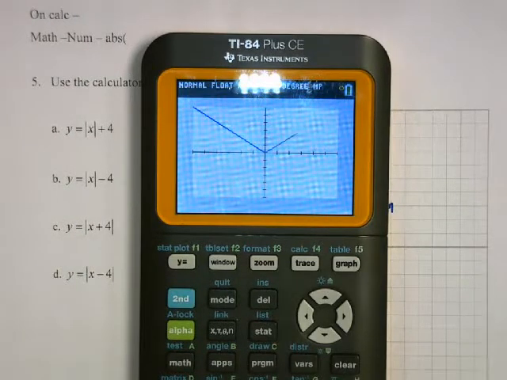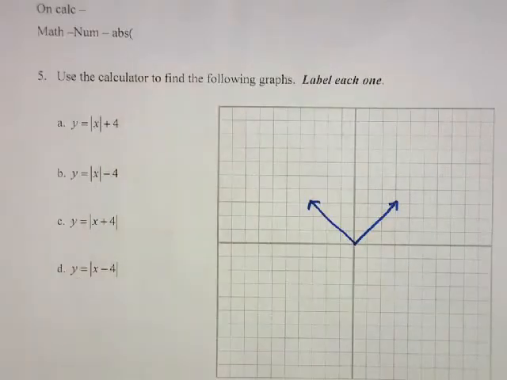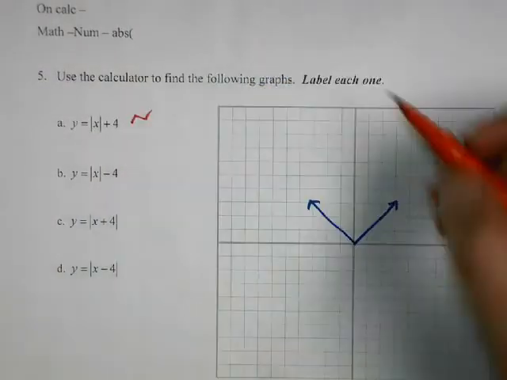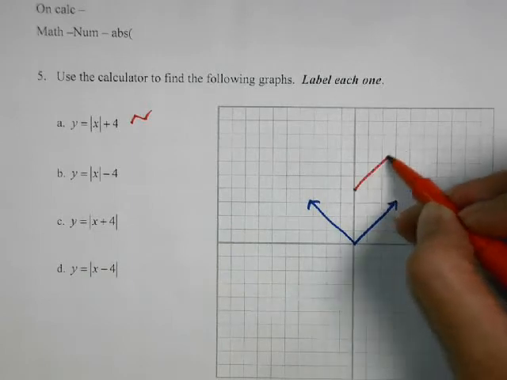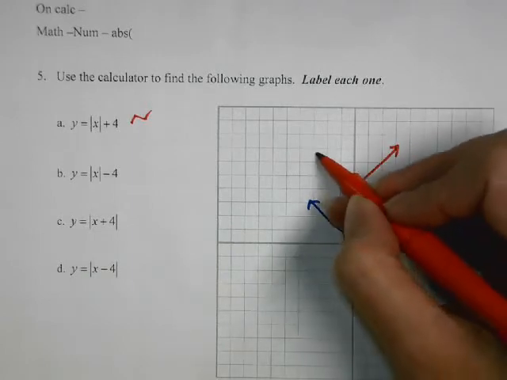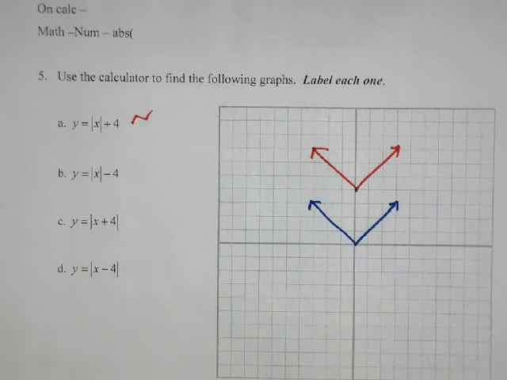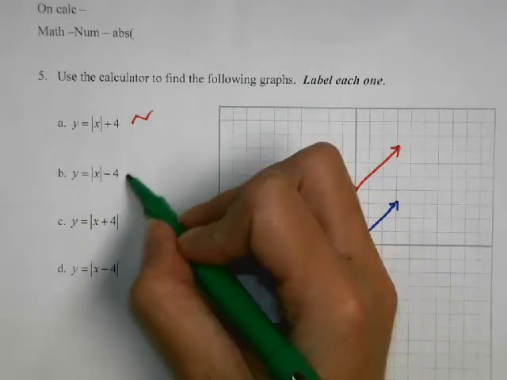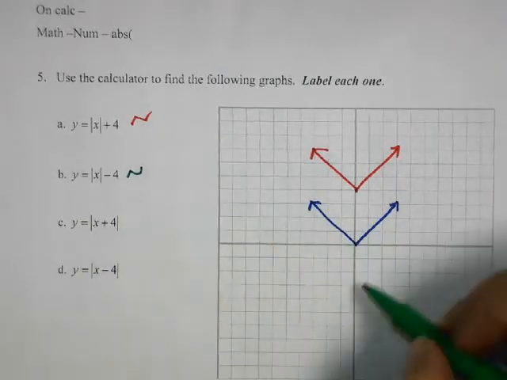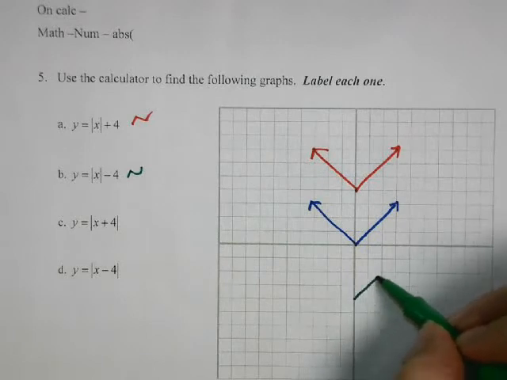So we graph it. There's absolute value. There's absolute value of x plus 4. So it's going to be moved up 4. Okay, you can graph this on your calculator, but I suspect you will follow. This one's going to go down 4.